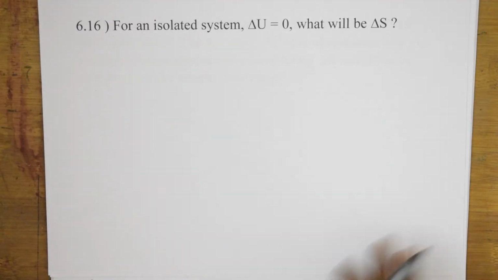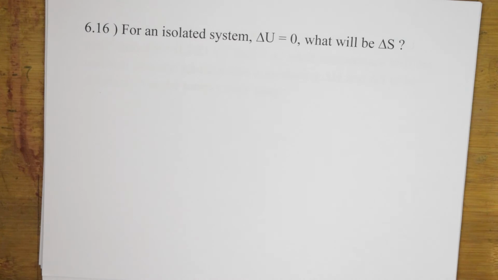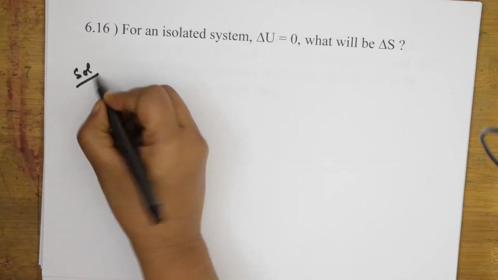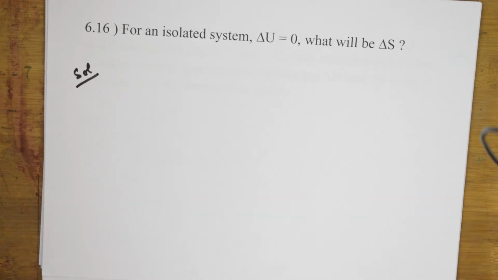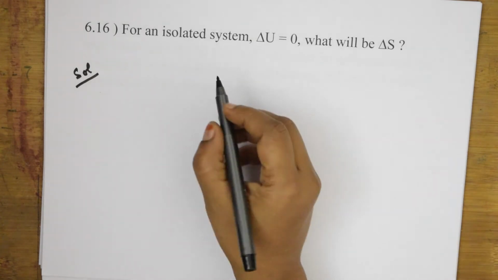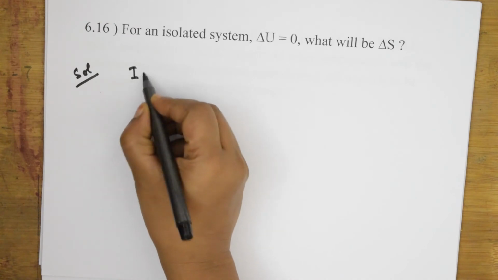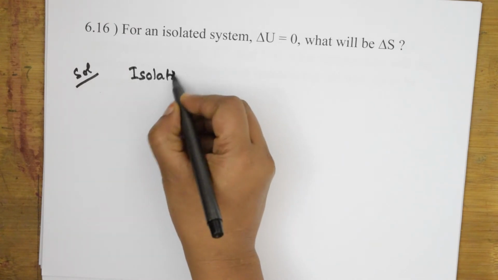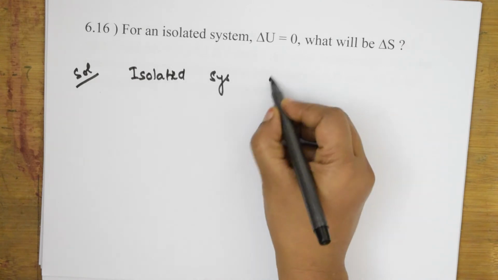Now let us do 16. Right, so here in the 16th numerical, very simple numerical, what do they ask us? For an isolated system, delta U is equal to 0. What will be delta S? That is what they've given us. So what is an isolated system? Let's write the conditions first. I've done one video earlier, starting when I did isolated system, adiabatic system, isothermal. So for an isolated system, always remember what the conditions are. They've already given us that. Let us note that and further discuss.